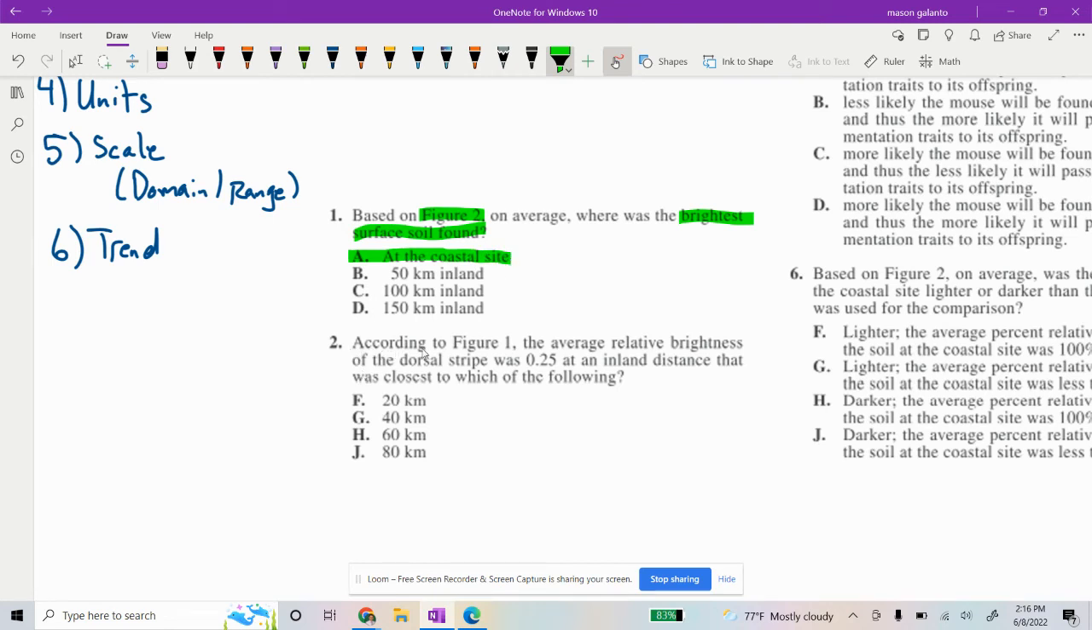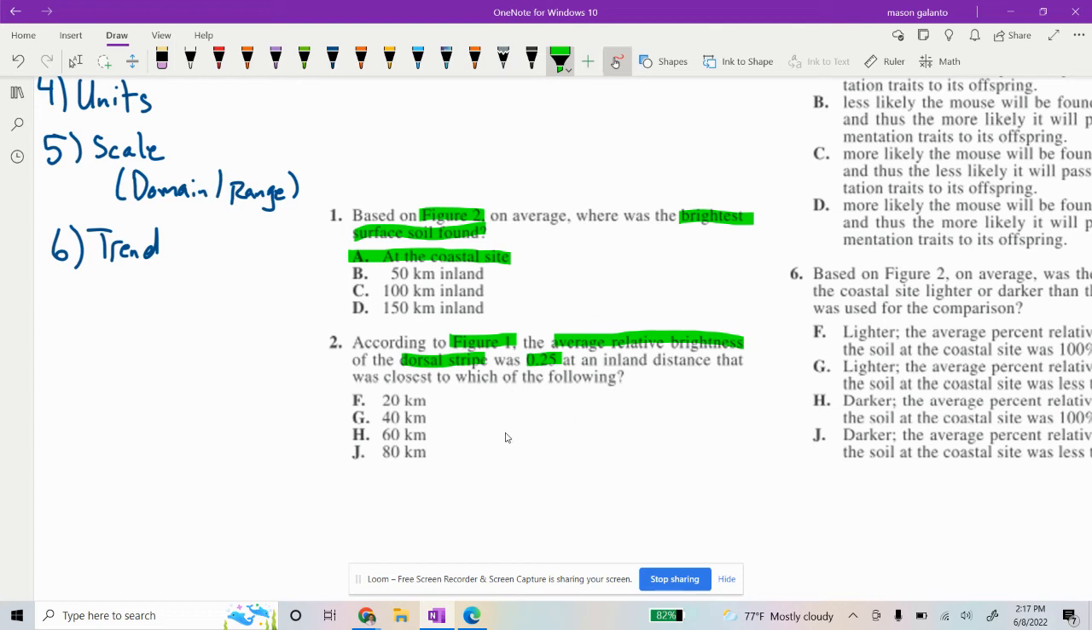Question 2. According to figure 1, the average relative brightness, that's our dependent variable, of the dorsal stripe was 0.25 at an inland distance that was closest to which of the following. Notice how I'm highlighting important information here. It's mentioning dorsal stripe. I know that's important because we have 4 different parts that we're looking at. It also gave me a number, 0.25. I'm recognizing that because I'm probably going to look at the average relative brightness at 0.25. And what we're going to look for is the distance, the inland distance it was closest to.